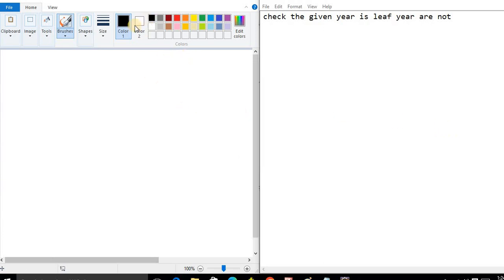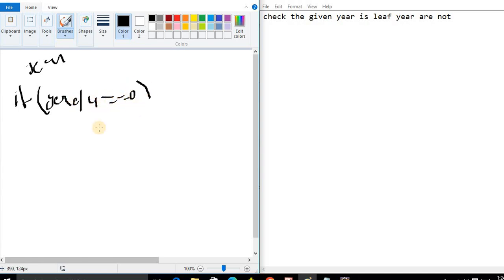First we check the condition. First I take one year. If the year is perfectly divisible by 4, then we go inside; else, if it is not divisible by 4, it's not a leap year. Inside that, if the year is divisible by 4, let's check two conditions.